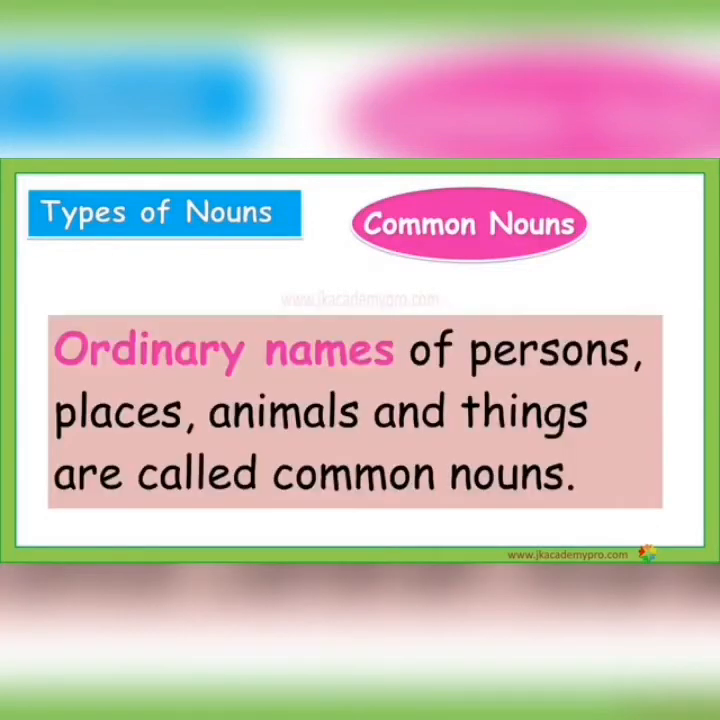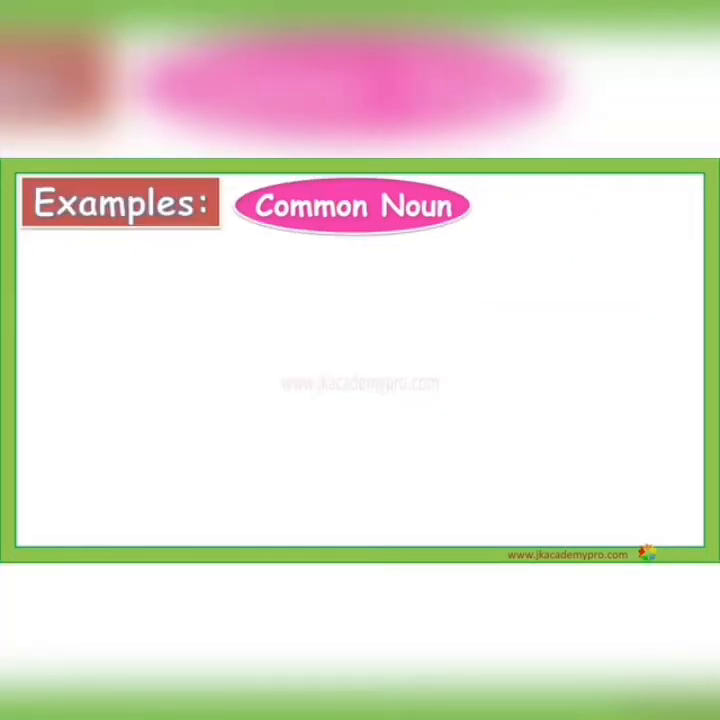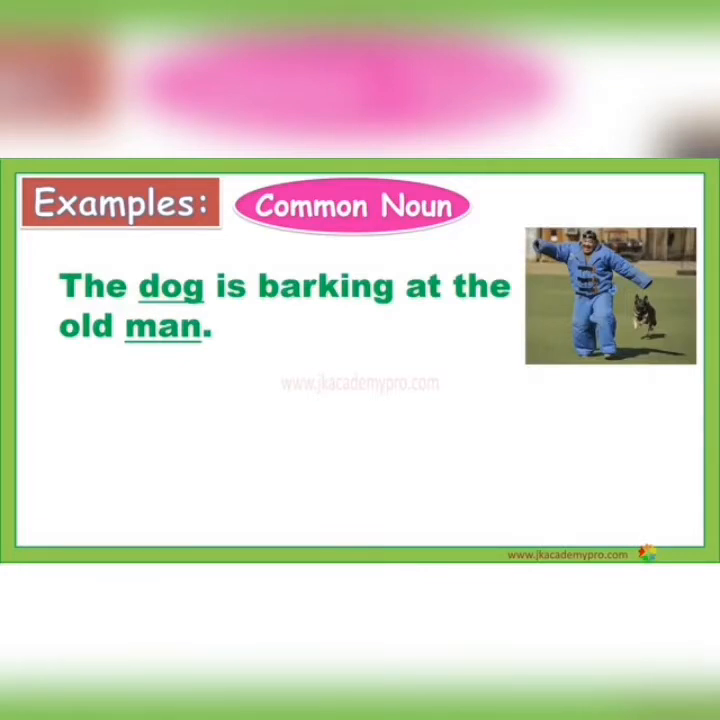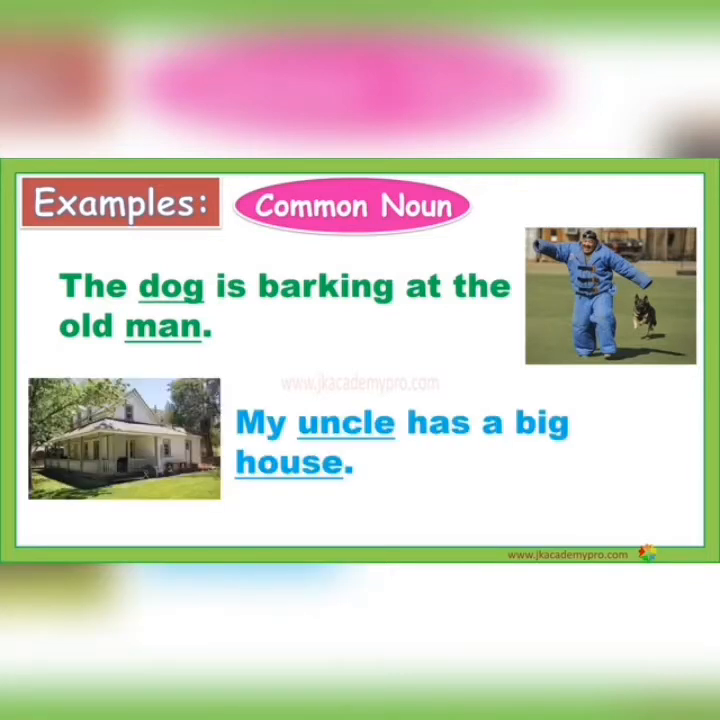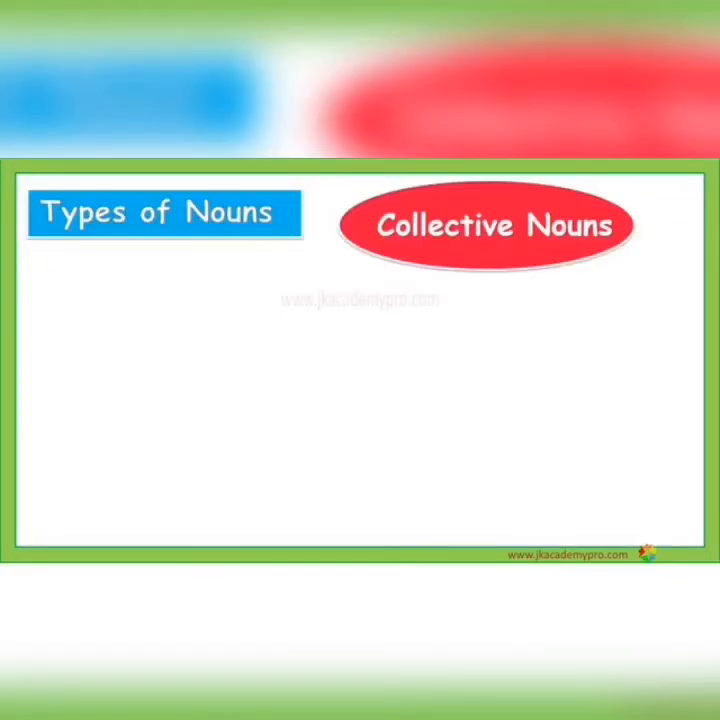In the case of common nouns, they are ordinary names of persons, places, animals, and things. So, in other words, those common names you give these things are called common nouns. Example, the dog is barking at the old man. In this sentence, we have dog and man underlined, and they are common nouns. My uncle has a big house. Uncle is a common noun. House is as well a common noun.